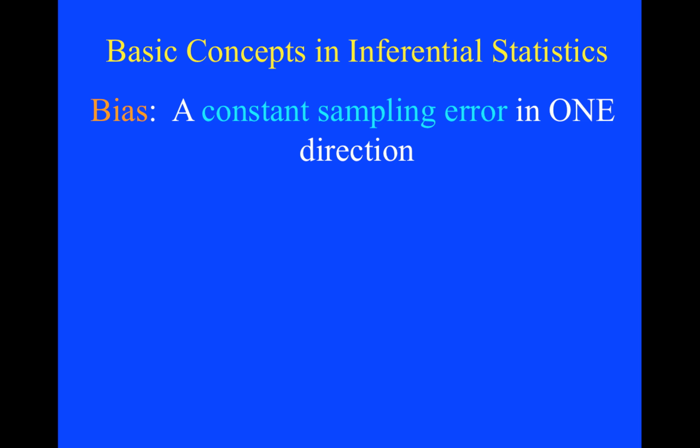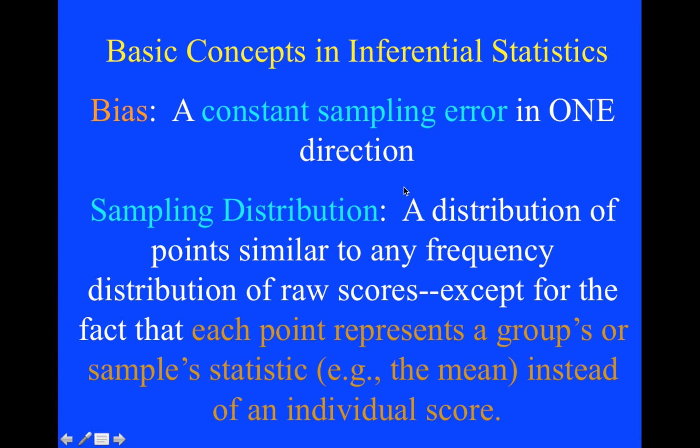The Literary Digest made a bad projection of who was going to win the election. It turned out to be wrong. They had constant sampling error in one direction. So that's what we refer to as bias. When the sampling error isn't completely random, it's biased in a particular direction.